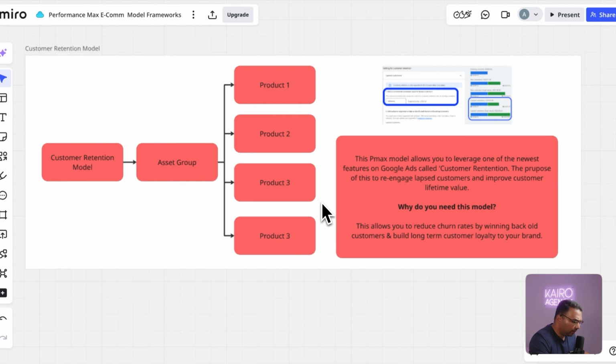Now, I know I've gone on about this model for a lot of time, but why do you need this model? This model really helps to reduce churn rates by winning back old customers. And then it also allows you to build that long-term loyalty for your brand, because again, it's going to increase the LTV because now customers are buying from you repeatedly. And then ultimately they will just turn into those 1 year, 2 year long-term value customers that just stay with your brand ultimately for life.